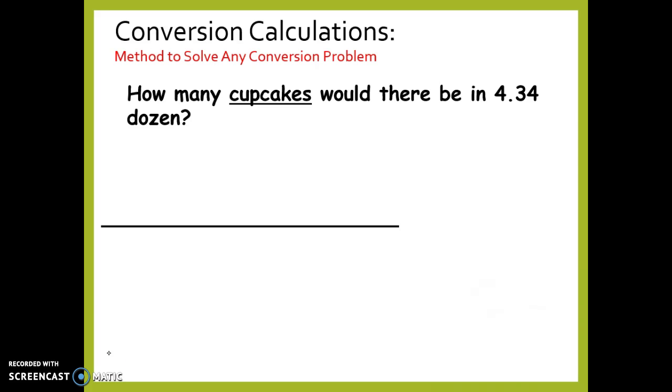So what's the first thing that we start with in that problem? What are we given? There are 4.34 dozen. That's our given, so we write the given quantity and unit down on the left-hand side: 4.34 dozen. Now, what are we trying to find? We're trying to find cupcakes. So I write down an equal sign, leave a space to put an answer, and write down the unit I'm trying to find.